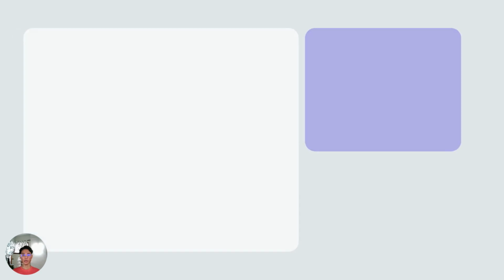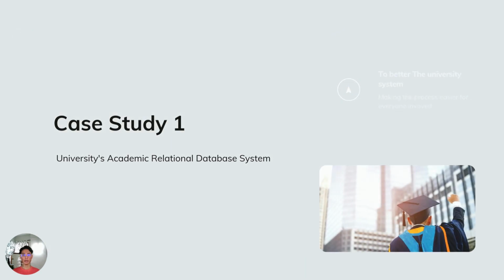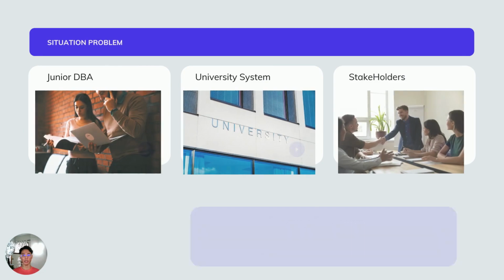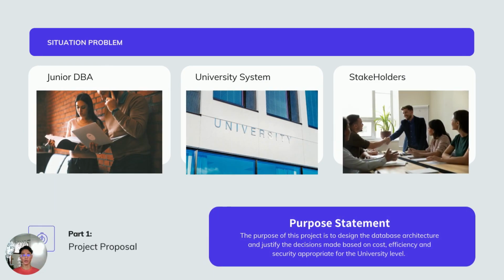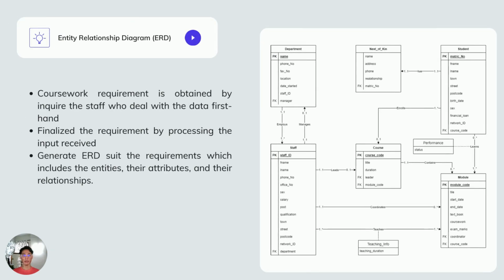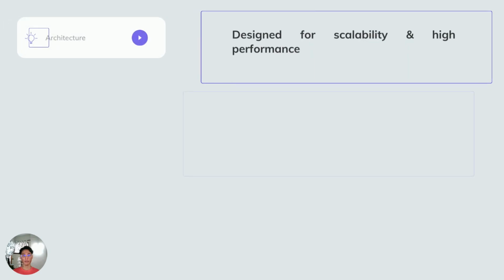So for case study 1, which is the University Academic Relational Database System, the presentation outline is the project proposal, database design and implementation. The situation is we are the junior DBA required to design a university system to fulfill the stakeholders' requirements. So we begin by creating the ERD from the coursework requirement obtained by inquiring the staff, and we finalize the requirement, then we can generate the ERD to suit the requirement.